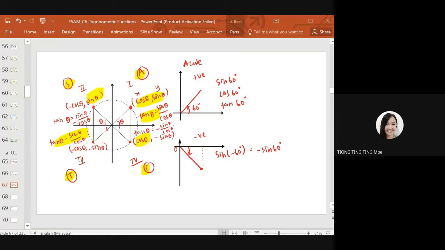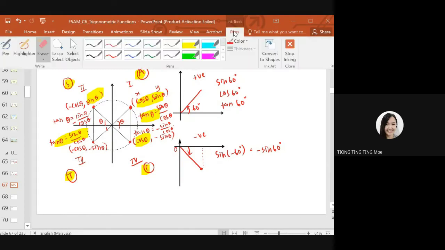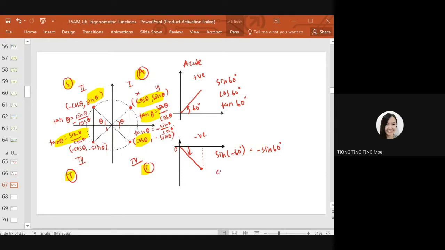Negative sin 60. Then how about cos negative 60? The angle moves negative 60 here. For cos we look at the x coordinate. Is the x coordinate positive or negative? The x coordinate here is positive, so it's cos 60 degree. That's it. Then how about tangent?